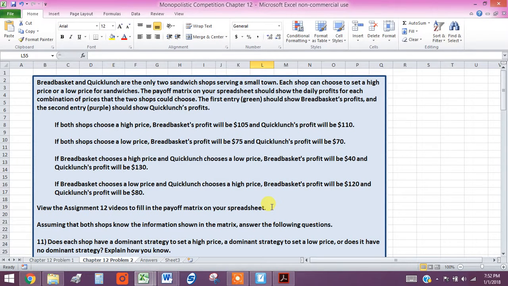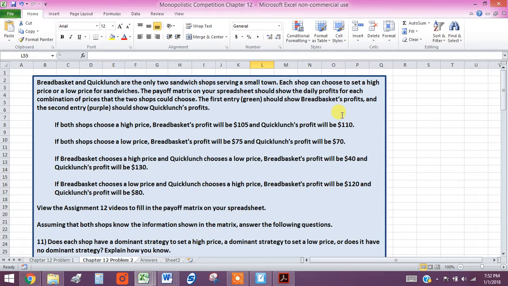Hi guys, we're looking at our problem 2 for assignment 12. And in this one we are looking at a payoff matrix that involves two sandwich shops, Bread Basket and Quick Lunch, and they both serve a small town. And each shop can choose to set a high price or a low price for its sandwiches.